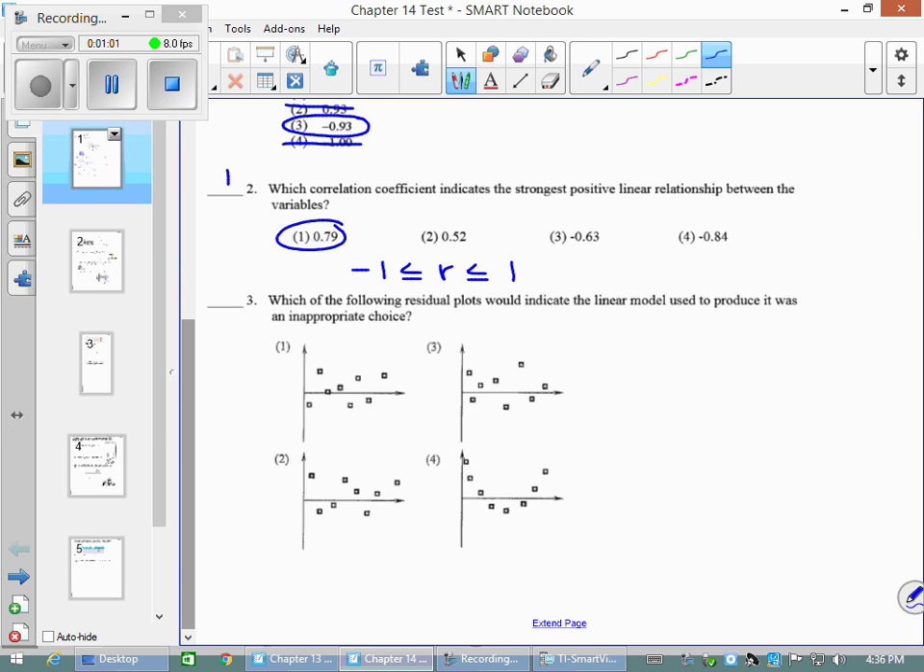Question 3, which of the following residual plots would indicate that the linear model used to produce it was an inappropriate choice? So an inappropriate choice would come from a residual plot that forms a pattern. Choice 4 forms a pattern. It resembles some type of parabolic shape, whereas choices 1, 2, and 3 are all random. They would show a good fit for a linear model.